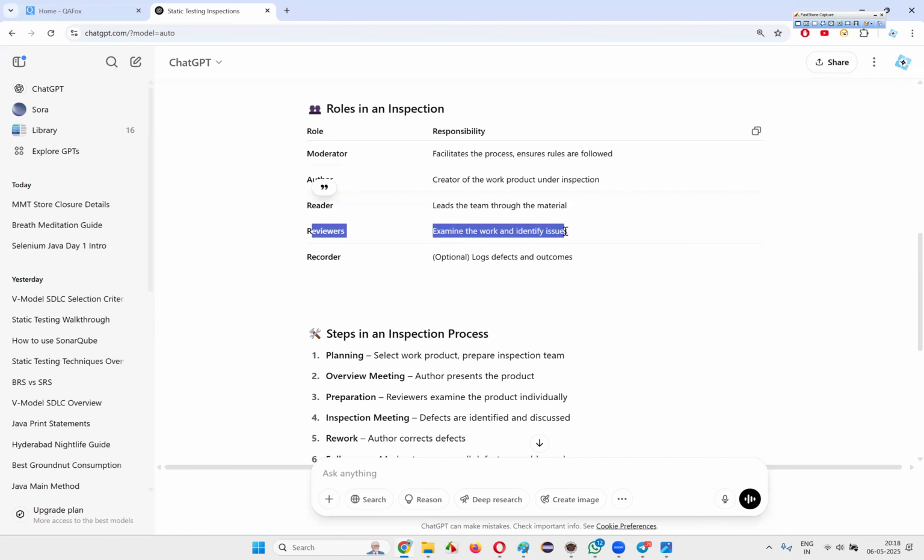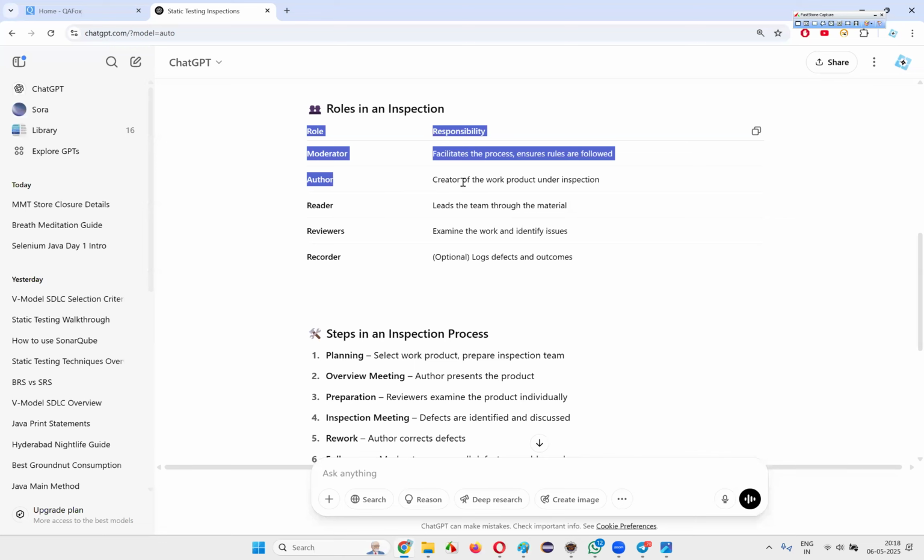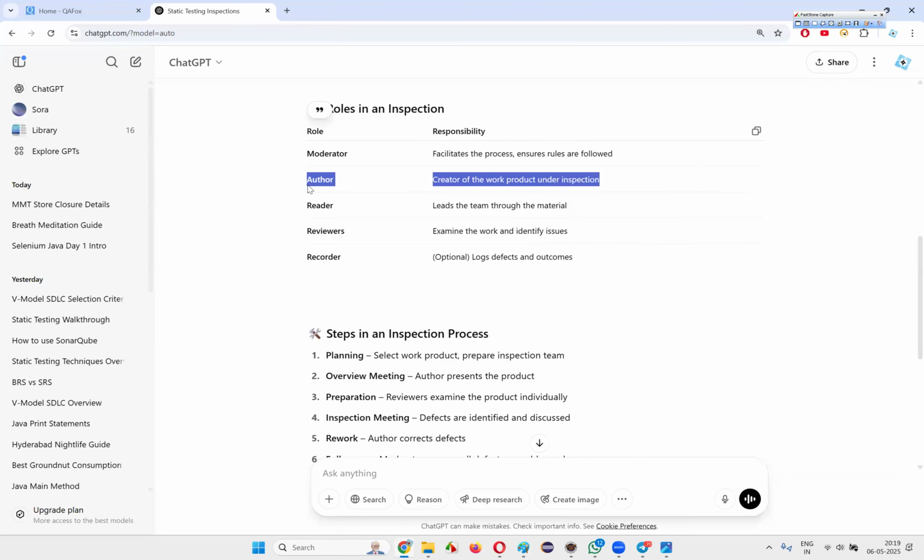If any question comes from the reviewer, who will answer? Will the reader answer? No. The author is the creator, right? The author has to answer it. The reader will just read it. But the main one who will take the feedback or give the answers for the questions that you have asked is the author.